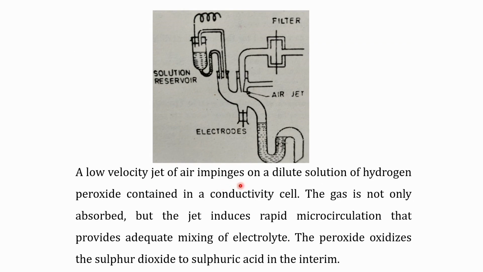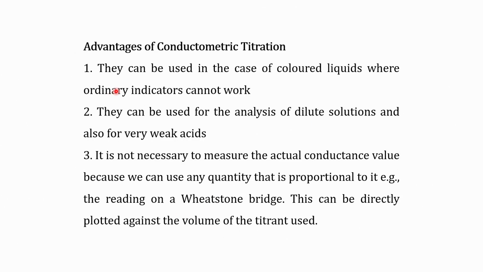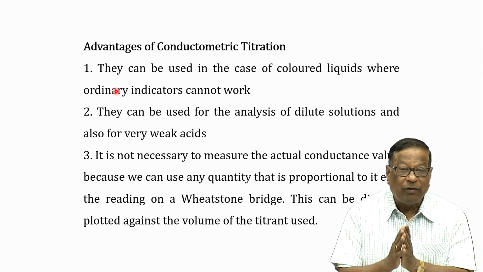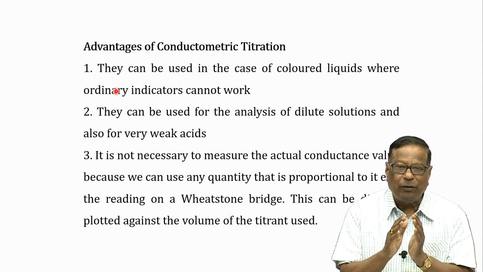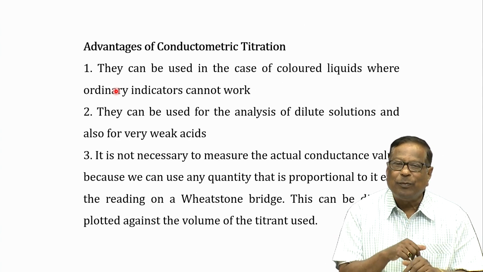So, a low velocity jet of air impinges on a dilute solution of hydrogen peroxide contained in a conductivity cell. The gas is not only absorbed, but also induces rapid microcirculation because you are bubbling, and that provides adequate mixing of the electrolyte. So, the peroxide oxidizes sulfur dioxide to sulfuric acid, which can be titrated just like any other acid base titration with sodium hydroxide. What I am trying to do is give you different kinds of applications of conductometry as an analytical technique for pollution monitoring.